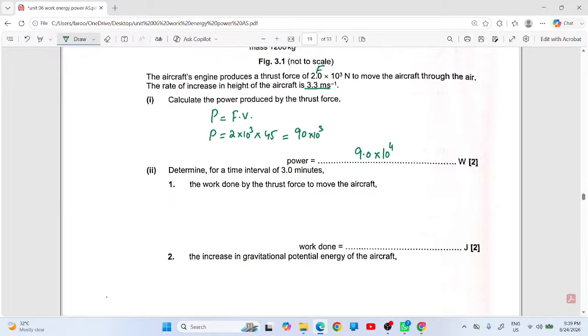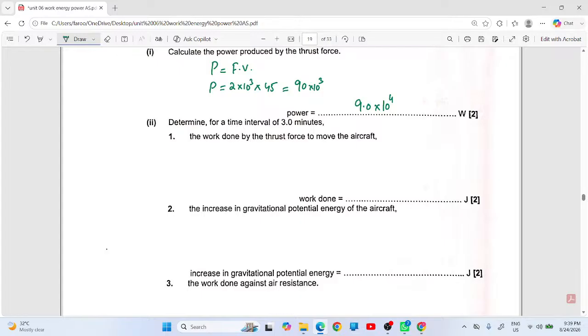Determine for a time interval of 3 minutes the work done by the thrust force to move the aircraft. So we know that work equals force into displacement. Displacement is speed into time. Work equals force; force is 2 10 power 3, velocity is 5:45, and the time is 3 minutes, multiplied by 60.